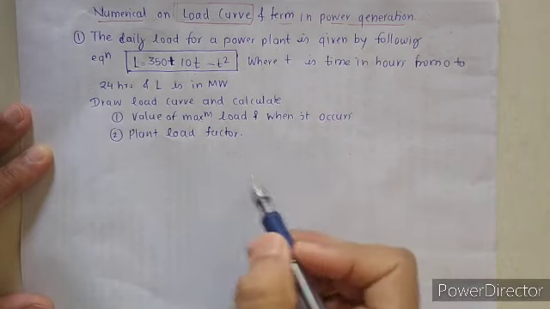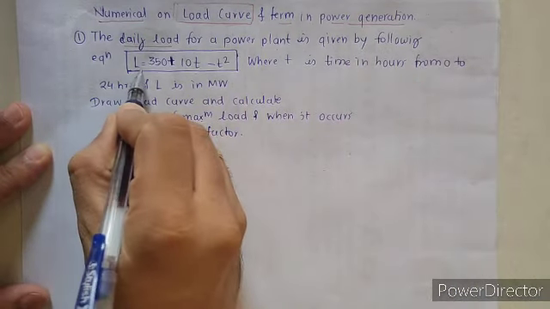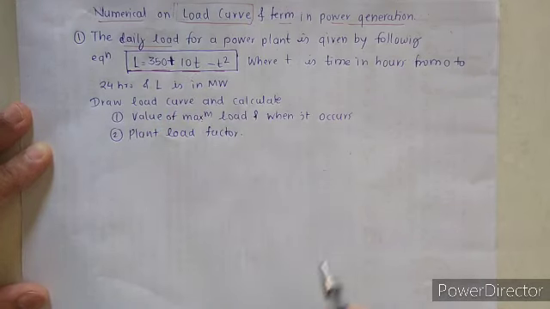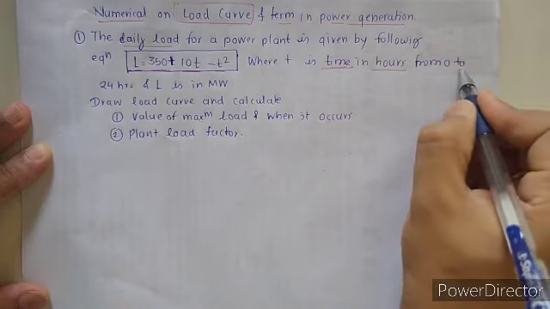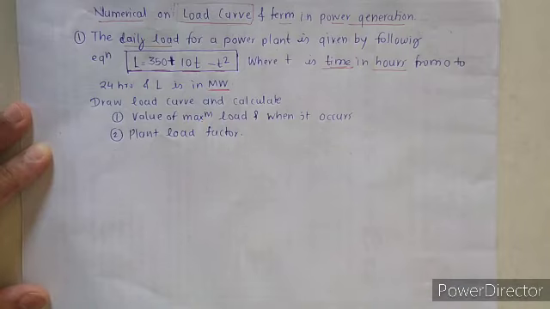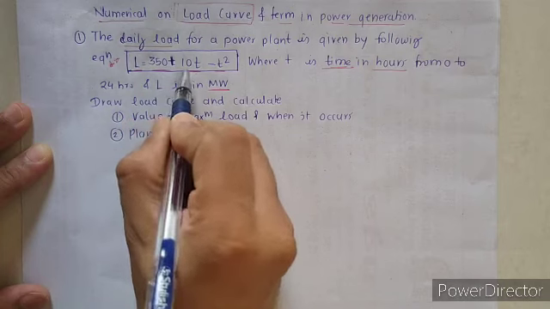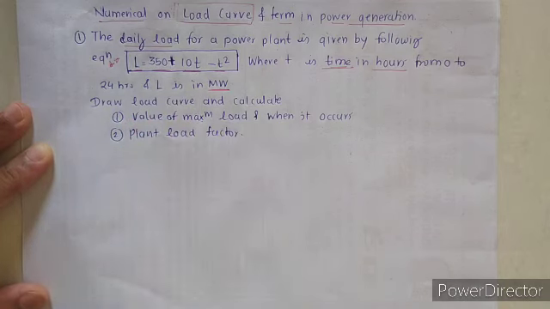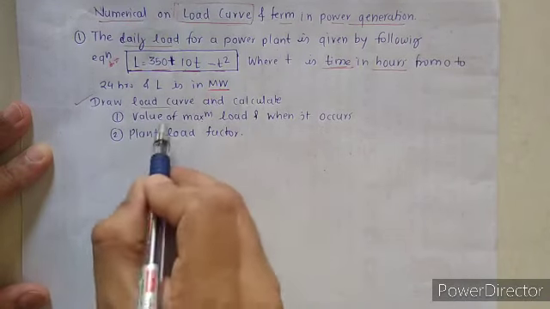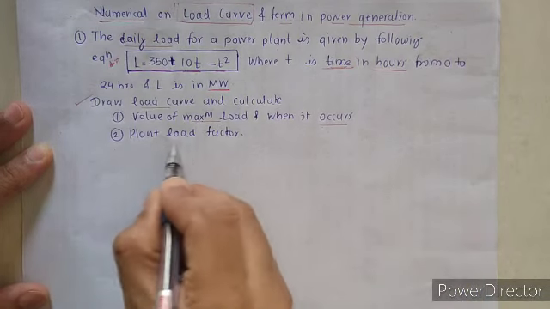So the question is: the daily load for a power plant is given by the following equation, L equals 350 plus 10T minus T square, where T is the time in hours from 0 to 24 hours and L is load in megawatt. So this equation is really important. What has been asked is to draw the load curve, calculate the value of maximum load and the time when it occurs, and plot the plant load factor.